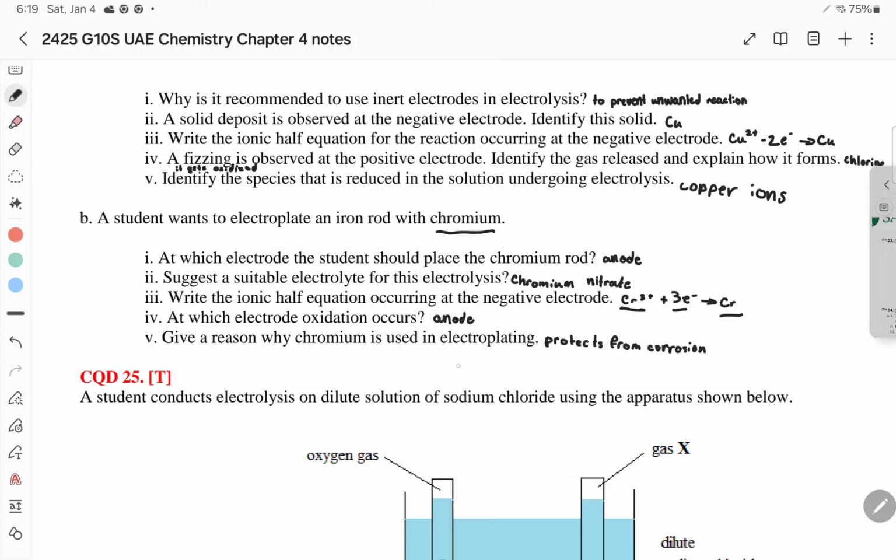Why is chromium used in electroplating? There are always 2 answers for this: to give it a better look, or to protect it from corrosion. These are your only 2 answers for why you electroplate something.